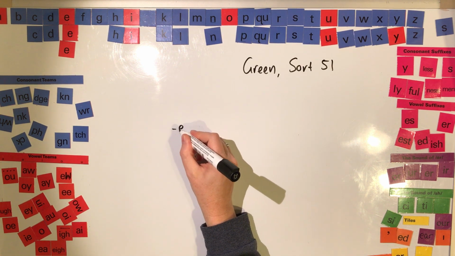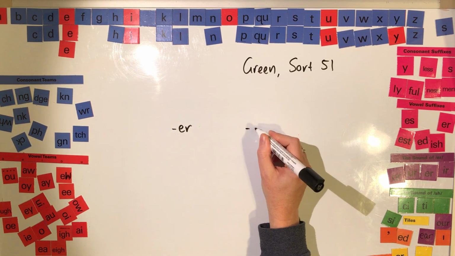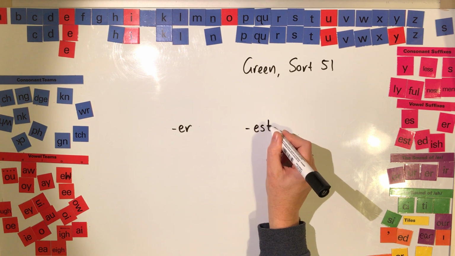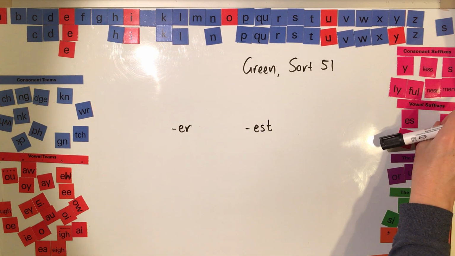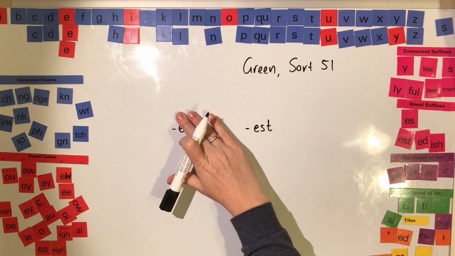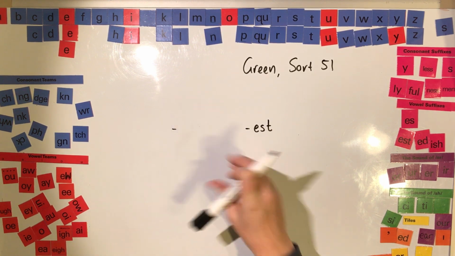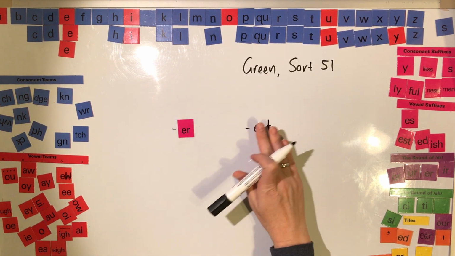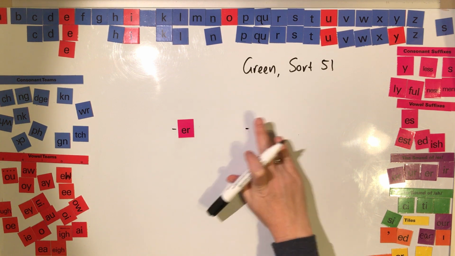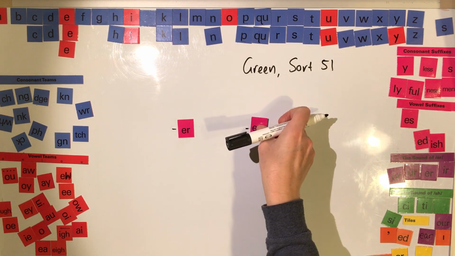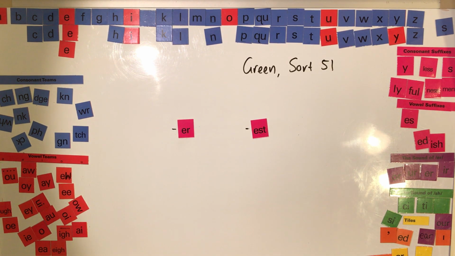We are adding er and est. I've actually got buttons for these, so I'll bring them out. So these are our vowel suffixes. They are vowel suffixes if they start with a vowel, basically.